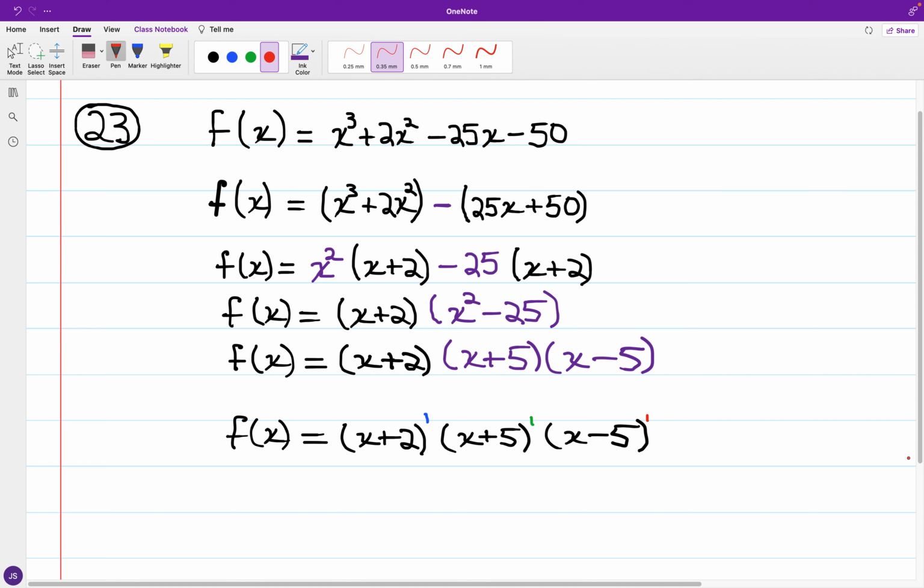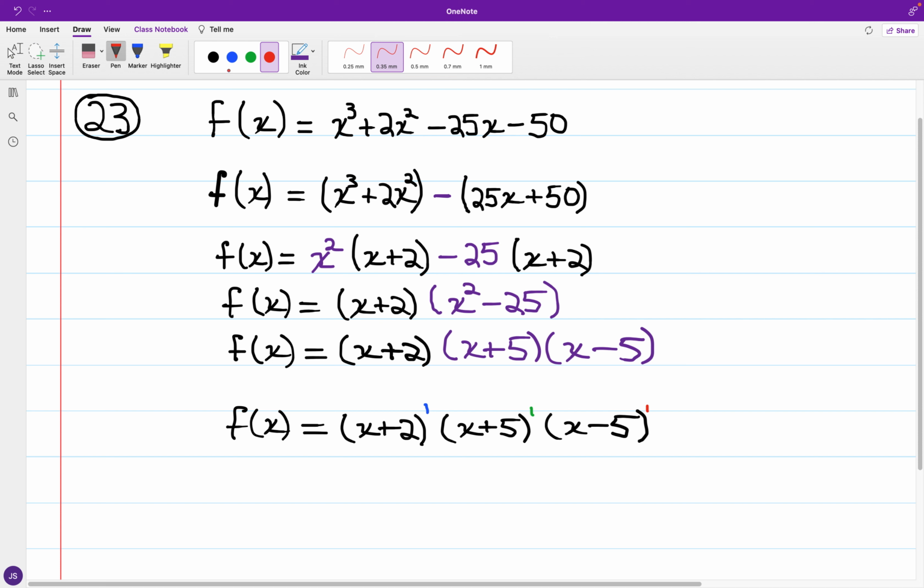Looking at the zeros of this polynomial, first of all, for x plus 2, if I set x plus 2 equal to 0, we're going to have that x is equal to negative 2. And since x plus 2 is implicitly of first order, negative 2 is going to have a multiplicity of 1.